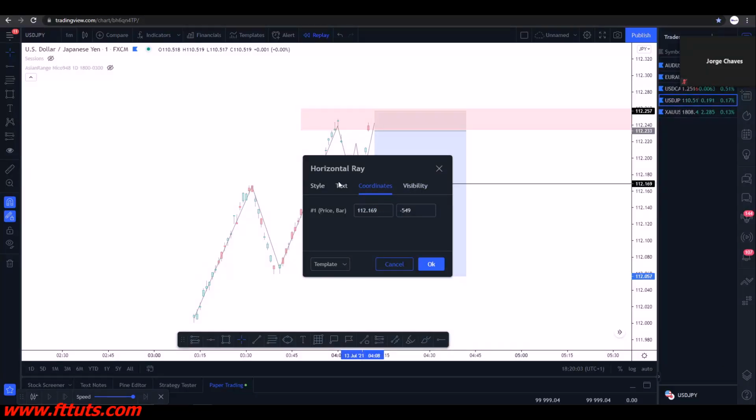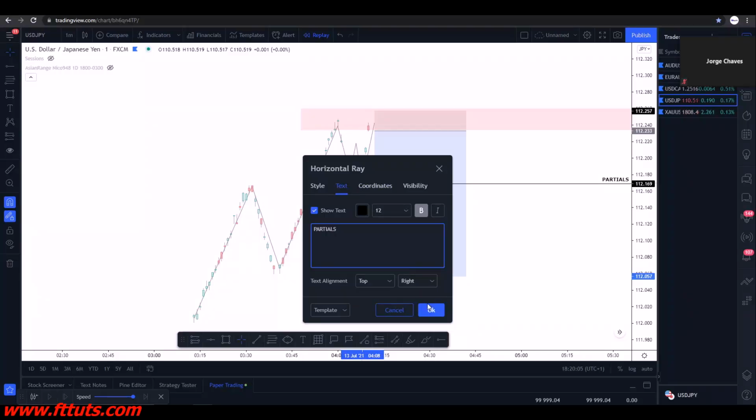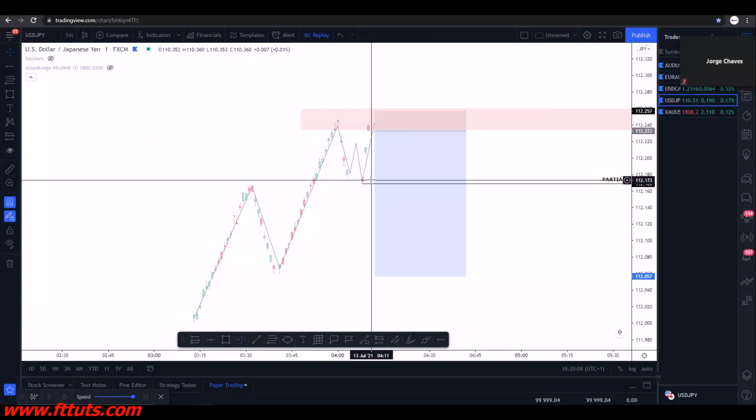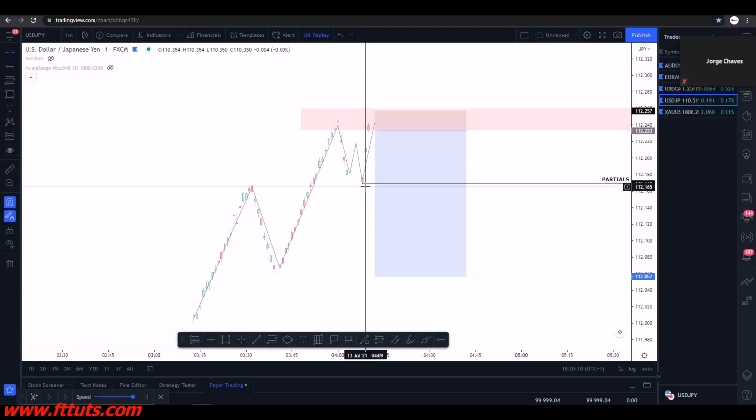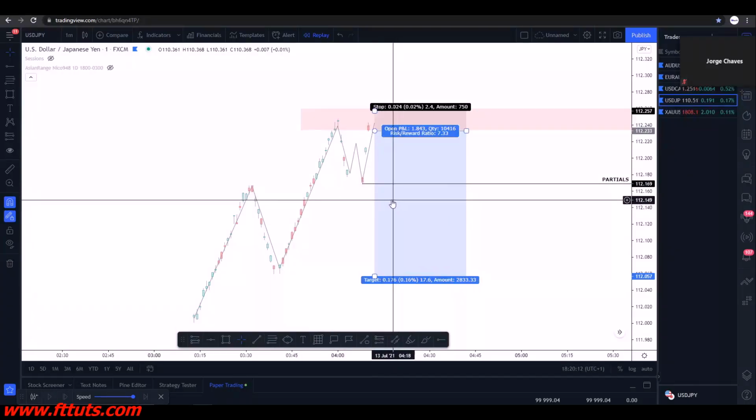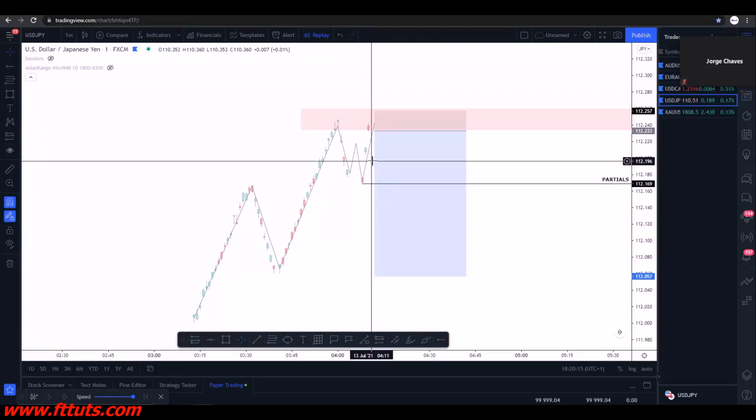Let me just put this up right here, text partials. The reason the last higher low is where you're going to be taking partials is, one, because there are obvious sell stops resting below this. It's another type of liquidity. We all know this. And secondly, it's safe.